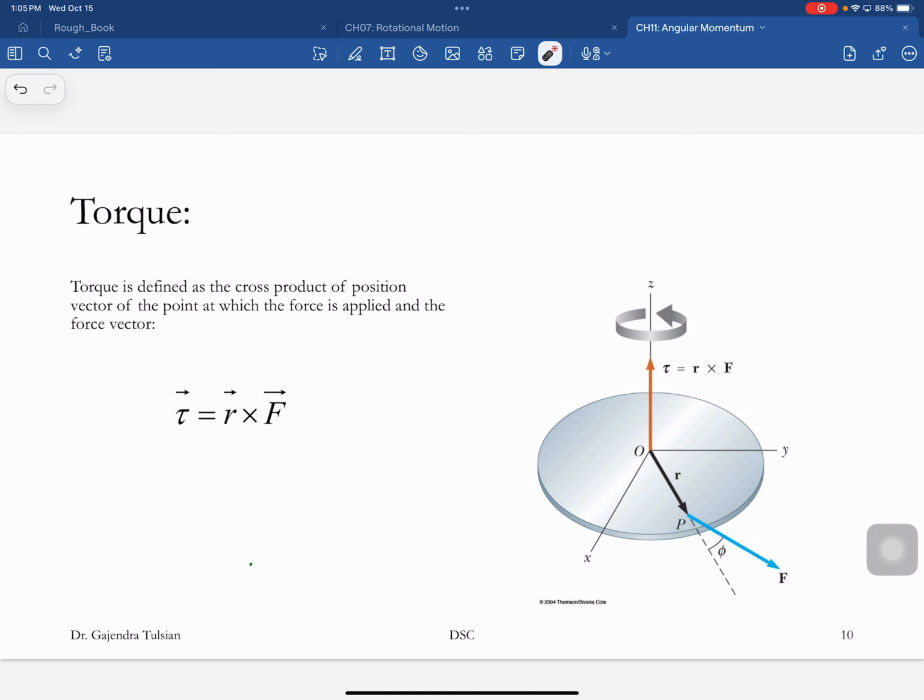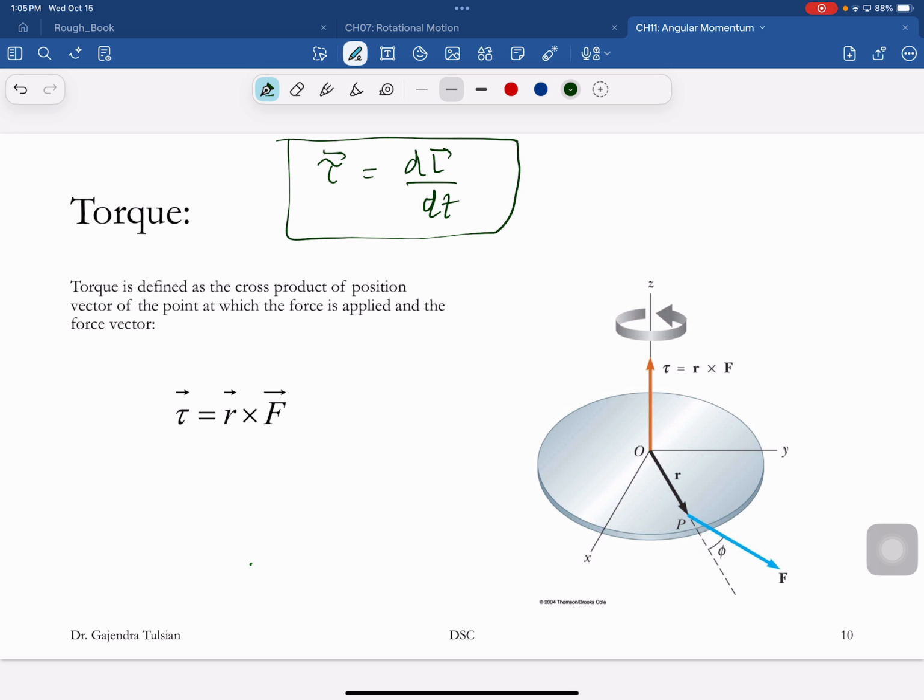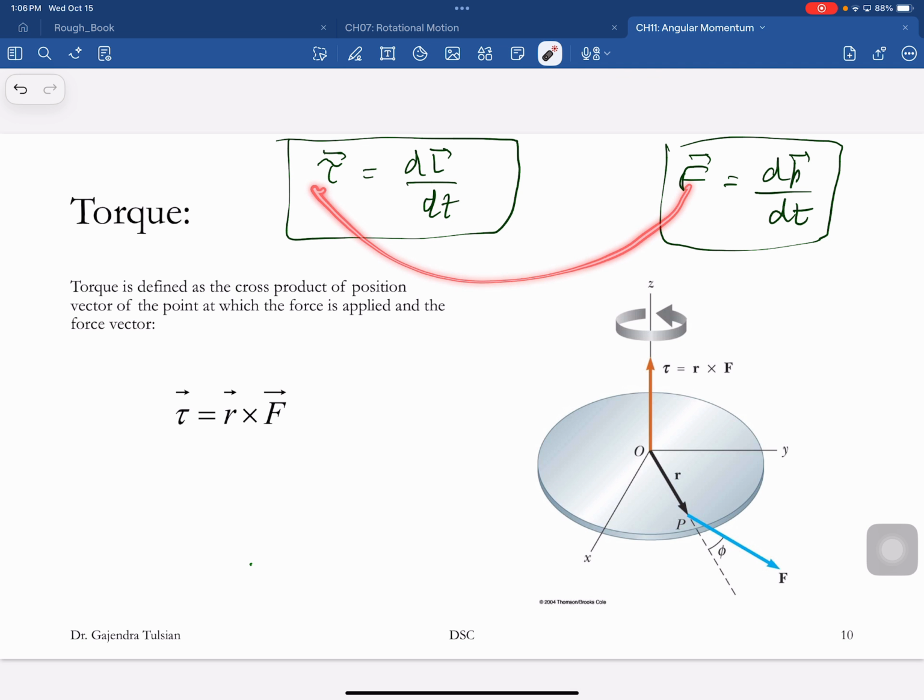All right, now we'll prepare you for Newton's second law. What is Newton's second law for rotational motion? The torque is equal to the time rate of change of angular momentum. So that's what we're going to derive. This is the parallel of force equals dP by dt. Force got replaced by torque. Linear momentum got replaced by angular momentum.